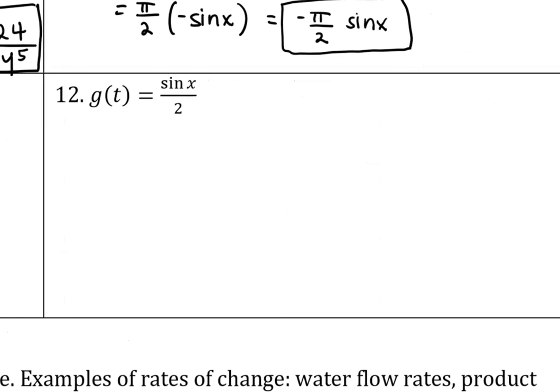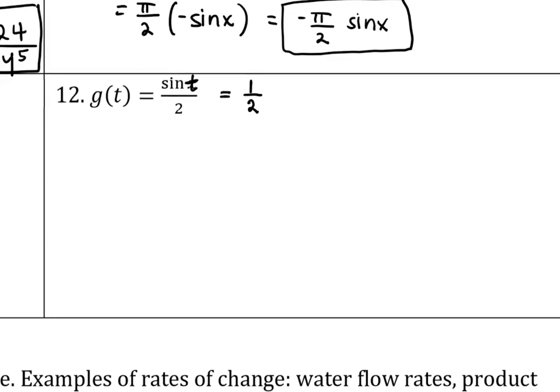In example 12, first thing I will do is fix this typo where I want to have a t right there instead of an x. I'm going to begin by just rewriting the function g of t as 1/2 times sine t. Instead of writing that division by 2, I'm just going to write it as a constant times that trig function, because then I can see more easily how we will be applying the constant multiple rule.